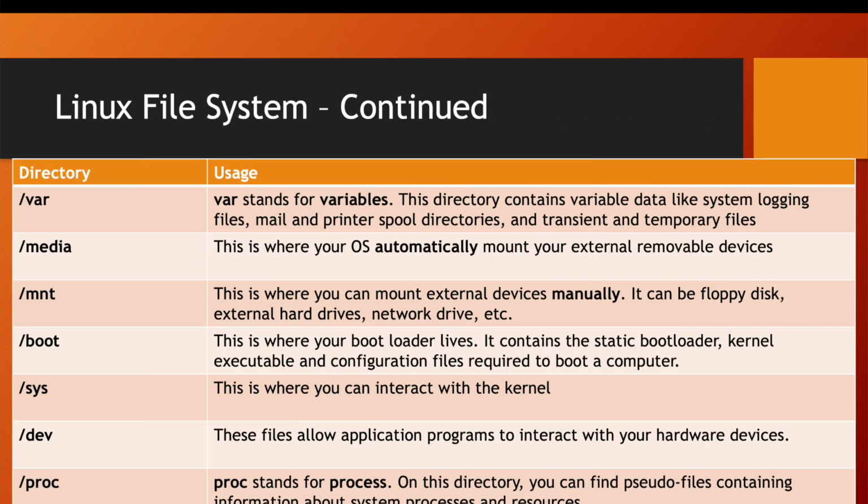Now next is the slash sys directory. What is sys for? The system. This is where you can interact with the kernel. In other words, you can consider it as the interface of the kernel. This directory is a virtual file system, which means the files live in memory and disappear after shutdown. Slash sys allows you to get information about the system and its components in a structured way.